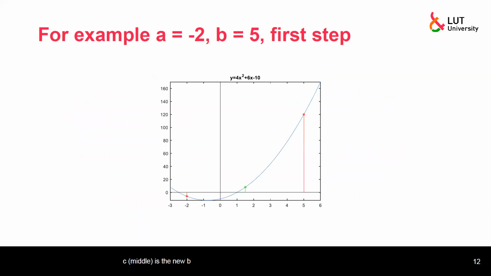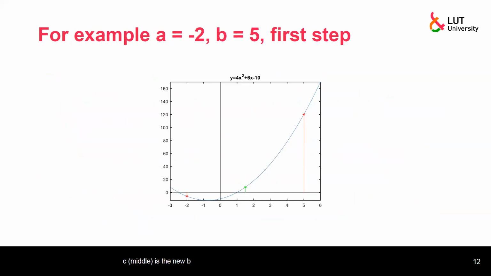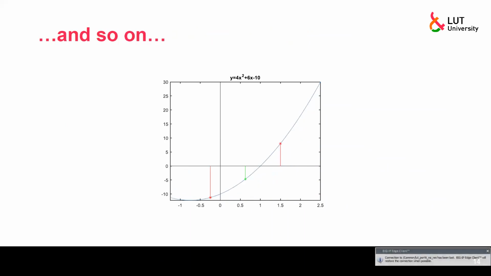So the first step was there. Second step: now we notice that this midpoint has a positive sign, so we replace b equals 5 with b equals 1.5 and run the step again. So now we have zoomed into the left part of the interval. Now it has a negative sign, so we replace the -2 with 0.25, and so on until we get close enough.